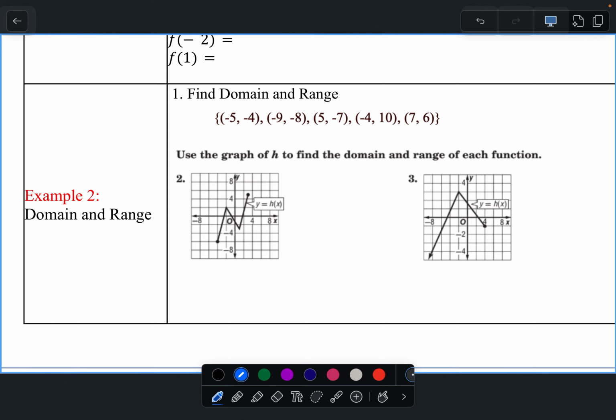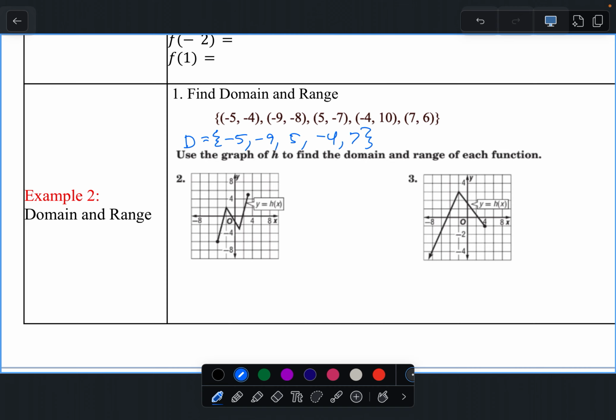So number 1 on example 2, the domain, when it's a discrete set, meaning it's just points A, B, C, and D. It's just a few points. You just list the x's. If there's repeats, you don't show them. If there's repeats, it wouldn't be a function, so that's a way to tell whether it's a function. All of our x's are distinct, so our domain just lists them.